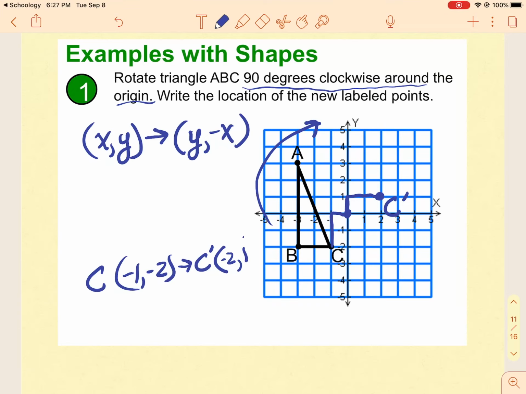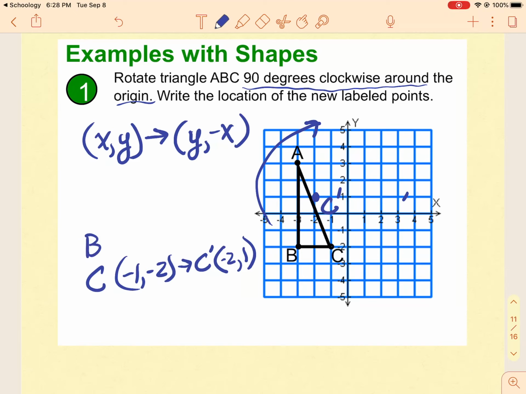And then the x, you take the opposite. So as we're looking here, I rotated 180 degrees, and rather than starting over again, we're going to plot that correctly right here. 90 degrees going this way would have only been 1 rotation. So this is my C prime.